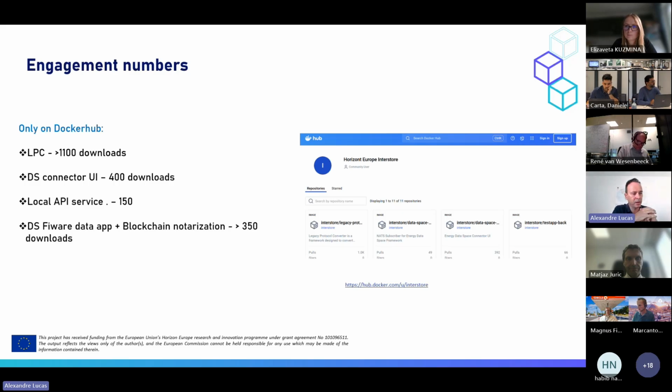As I was saying, our tools have been released open source, and you can find them both in GitHub and Docker Hub. Since we don't have much visibility in GitHub, I can give you some numbers, and quite successful numbers given the state of maturity of the releases. On Docker Hub itself, we have more than 1,000 legacy protocol converter downloads, so just 1,100. Regarding the DSO connector, more than 400 downloads, also for the local API service, 150. So it's looking good. And if you consider that GitHub in some sectors has higher visibility, if we add them to these numbers, these tools are having quite some visibility.